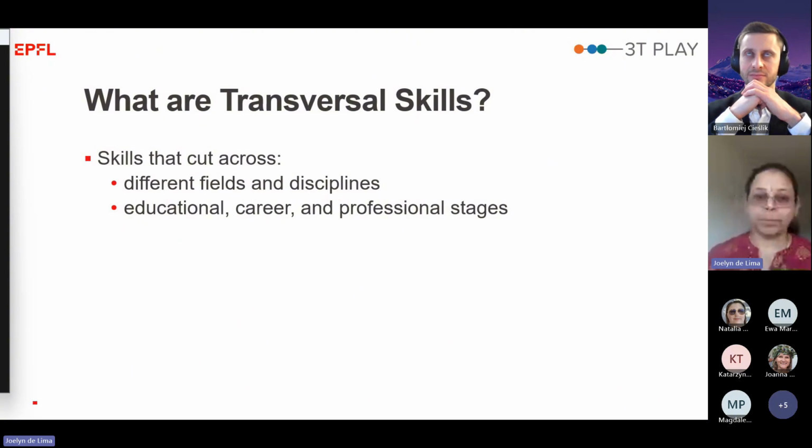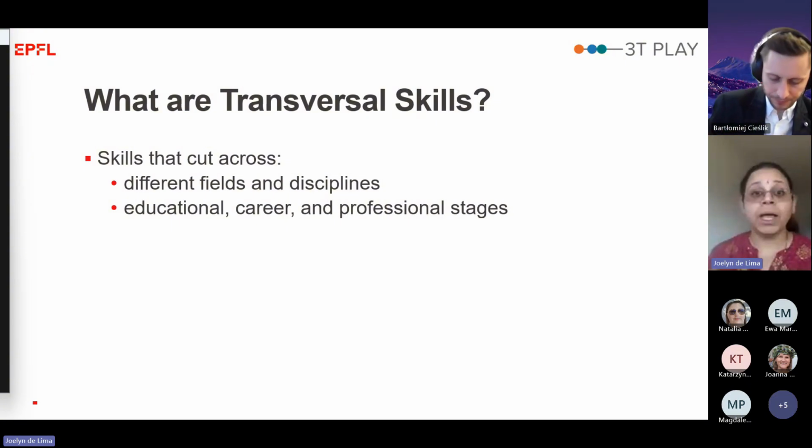This is also a terminology that is mostly used in Europe. I understand that in America you use transferable skills, but either way, you know what I am talking about. Now, since this is developed in an engineering environment, I'll be talking a lot about engineering. However, these skills are just as important for any discipline. So whichever discipline you are coming from, these are probably relevant for you.